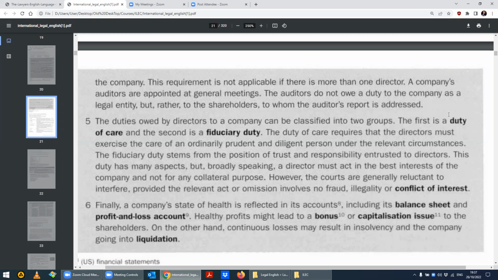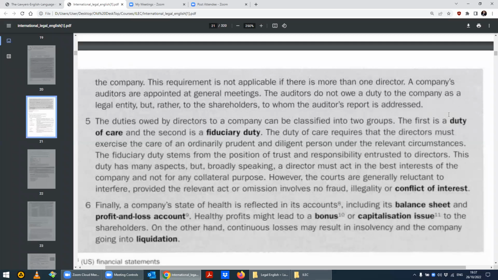Now, what's a bit more difficult to understand is the fiduciary duty. A fiduciary duty means a duty of loyalty to the company, that is to put the company's interests above the interest of any other company, and also a duty to put the company's financial interests ahead of your own financial interests.